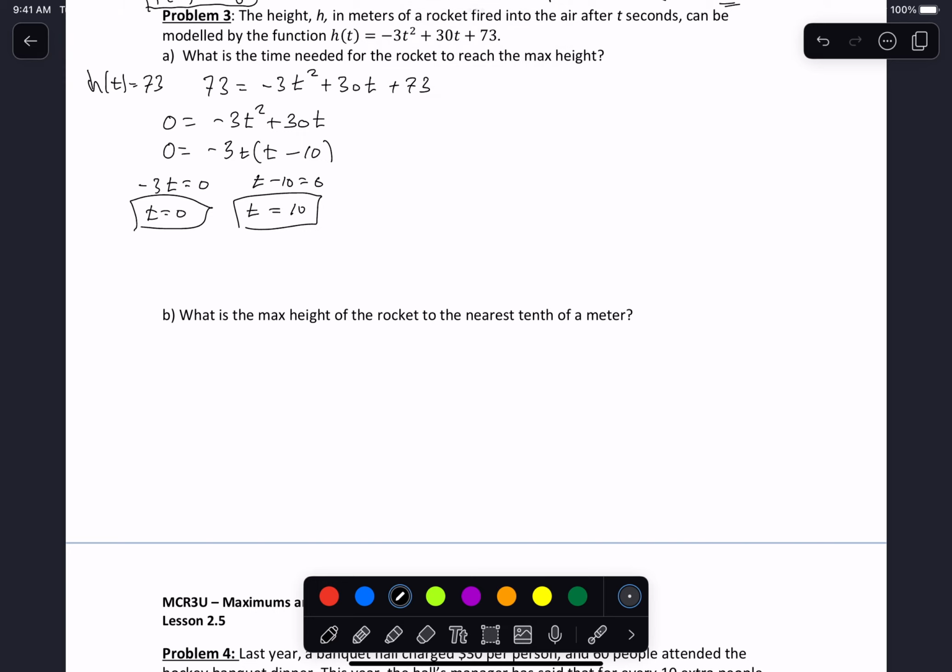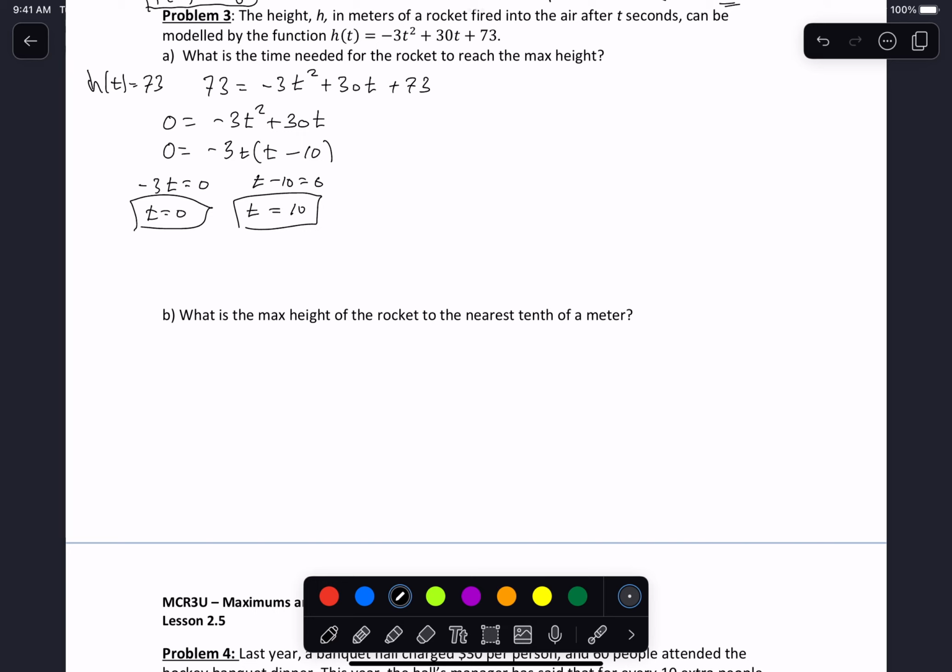Okay. So that tells us the other t value where the rocket, basically what's happened is the rocket has gone up, it's reached some maximum height, and then it began descending again. And somewhere in the middle it reached the maximum height, right? Or shortly after it reached its maximum height, it reached a y value of 73 meters again.